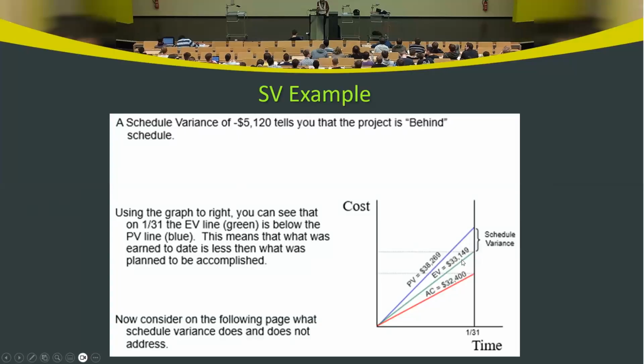So EV is 33,149, and PV is 38,269. So EV is lower, and subtracting the bigger number from the smaller number gives you minus 5,120, right? Which is negative. Negative is no good. That means your project is behind schedule.